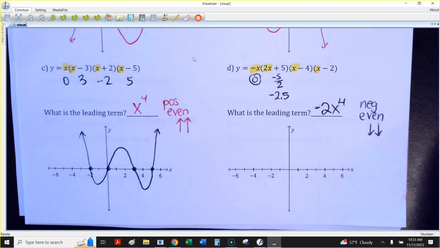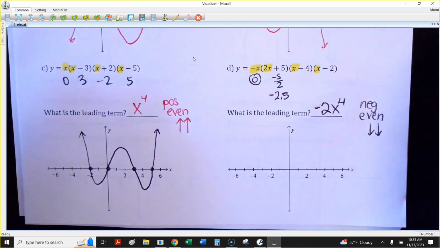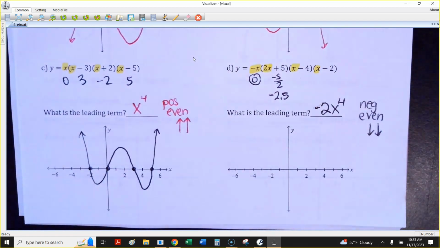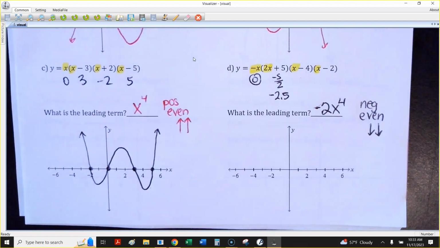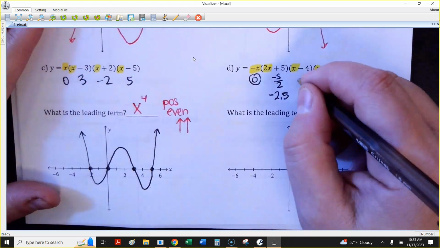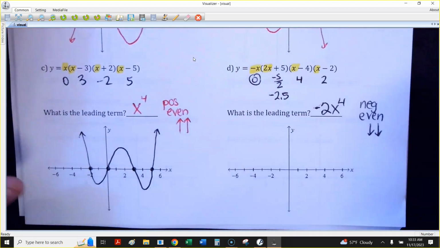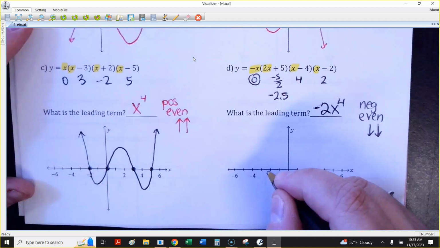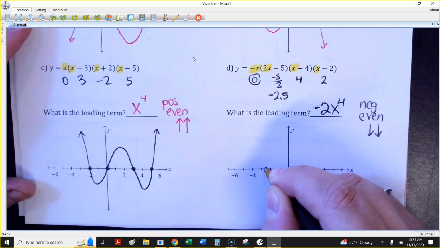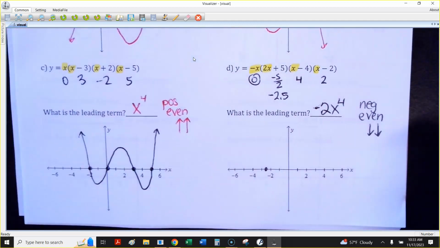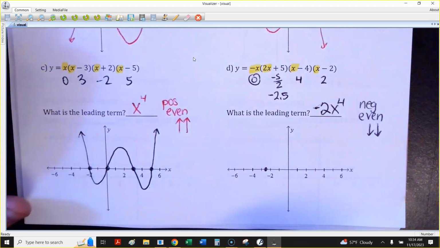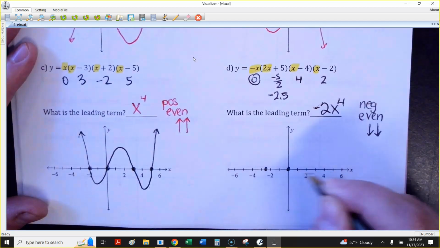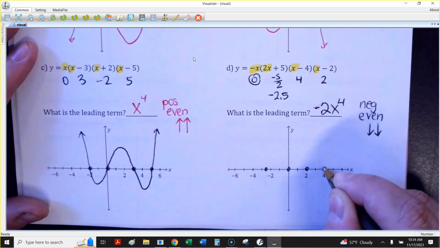If it's not a nice number, just do your best to estimate where that would be on the graph. I'm going to go right in between the -3 and the -2. Then I'm also going to go through 4 and 2. So there's all my zeros. Like I said, for the -2.5, just come right in between the -2 and the -3. It doesn't have to be perfect. We're going to have 0, 2, and 4.